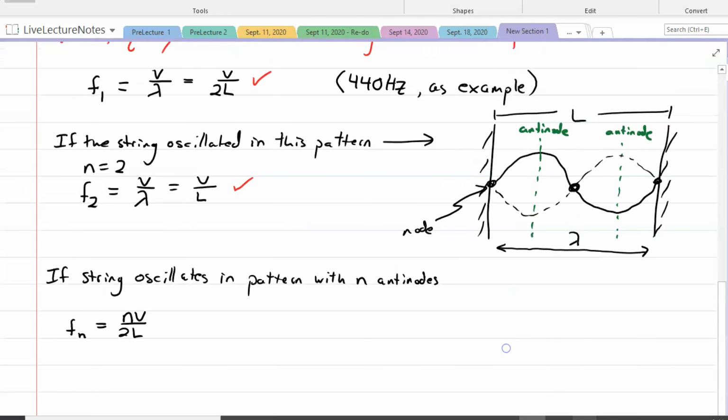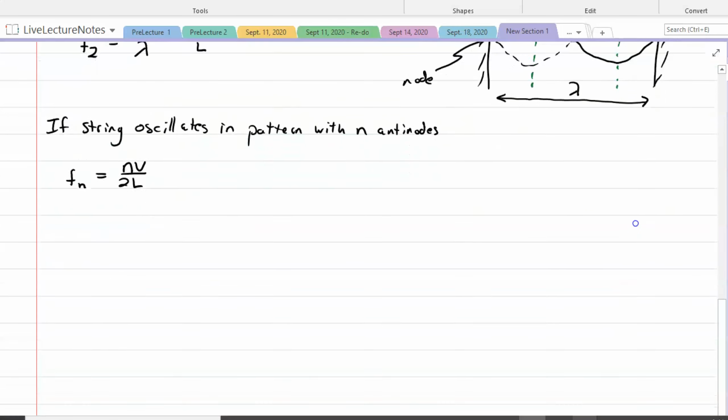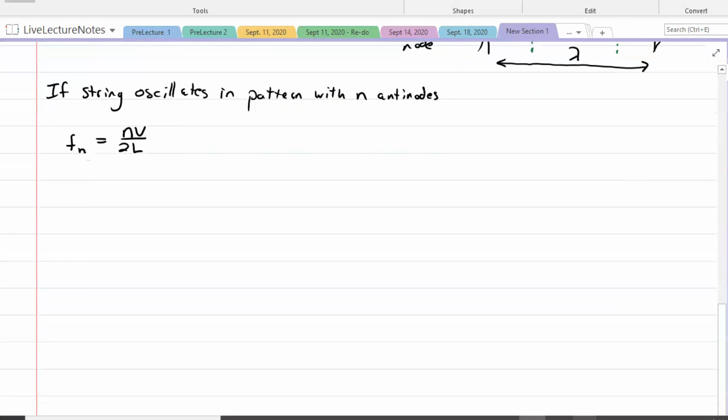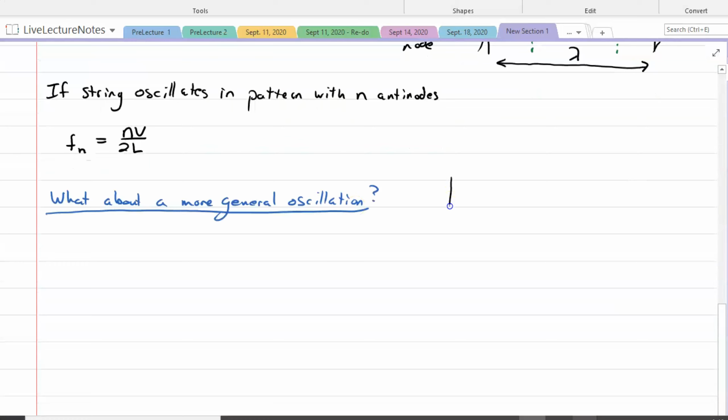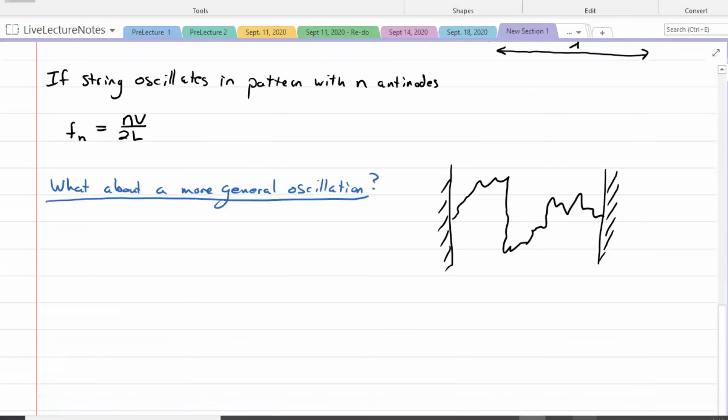It would be quite hard to get the string to oscillate in this nice pattern. So if I just grab the string and I pluck it and I just listen to what comes out, it's not going to be this nice sine wave. So what if I set up a more general oscillation, something which is kind of messy, maybe something like this? I'm just going to draw something, a messy pattern like this. So the string is oscillating in this way. That's not a pure sine wave. It's not n equals 1, it's not n equals 2. So what sound would you hear?